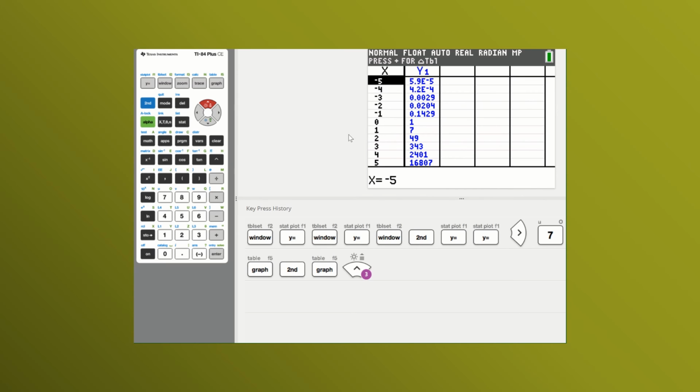So my y-intercept is at 1. My domain is all real numbers. There's nothing that's restricting my domain. But my range has got to be greater than 0. It can get really, really small as x gets more and more negative, but it's never going to drop below that x-axis in its parent form.